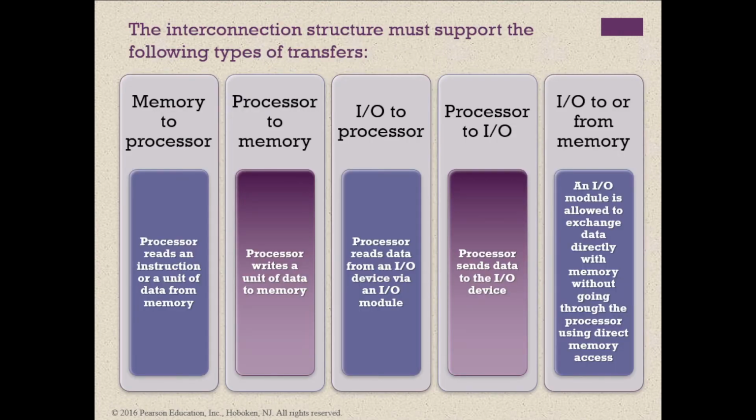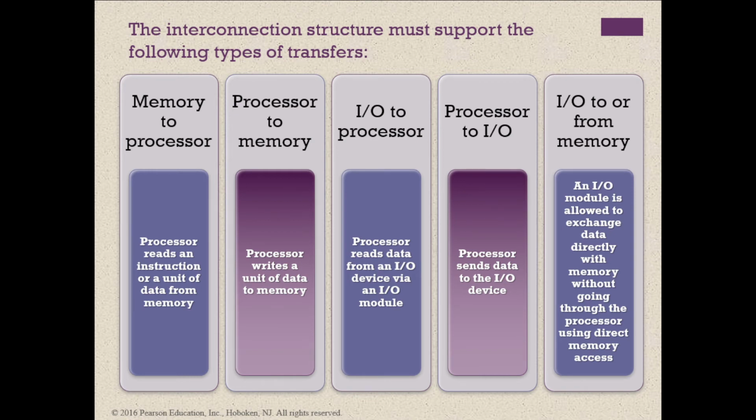Next, the interconnection structure must support the following types of transfers. The preceding list defines the data to be exchanged. The interconnection structure must support these types of transfer. First, we have memory to processor: the processor reads an instruction or a unit of data from memory. Next, we have processor to memory: the processor writes a unit of data to memory.